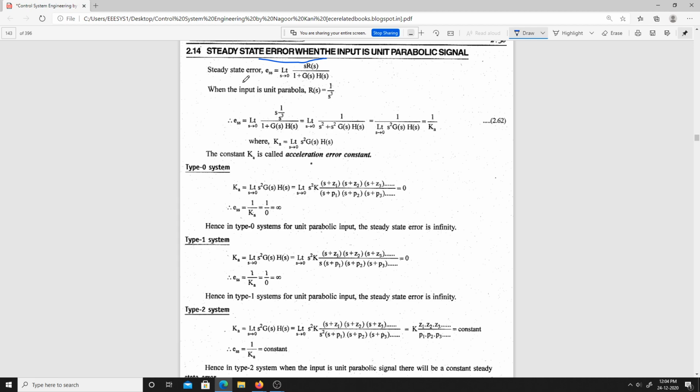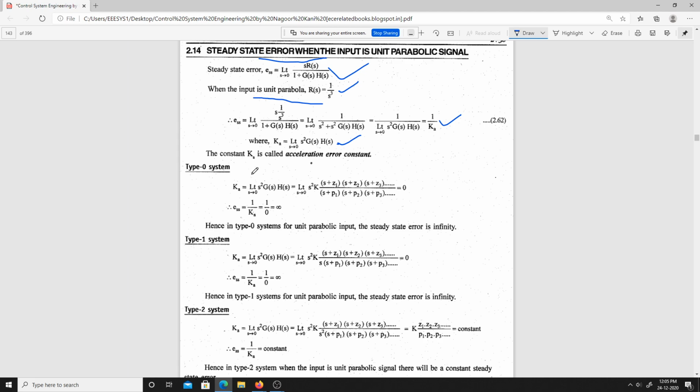Is it clear? So here this is the steady state error we are having. The input is a unit parabola, that is 1 by s cube. So just substitute for R of s over here. So finally ess will be 1 by ka, where ka is nothing but the acceleration error constant or parabolic error constant, that is limit s tends to 0 of s square into G(s)H(s).